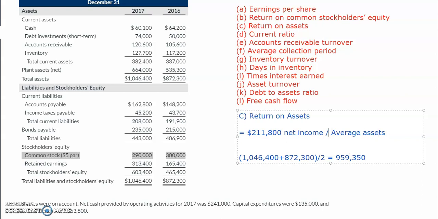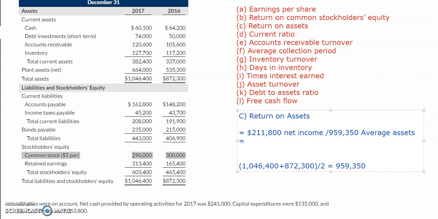So when I take my net income and divide it by our average assets, 959,350, I want to assess how our assets help us generate net income. So 22.08% is our return on assets.